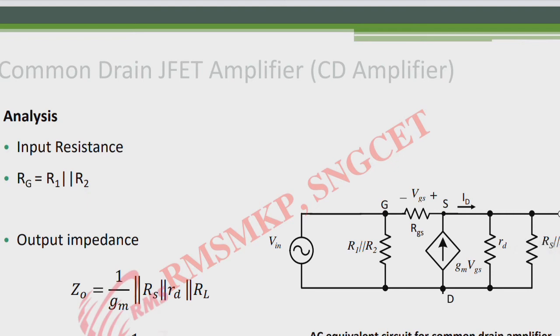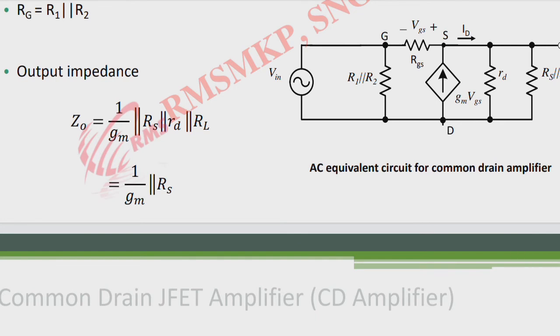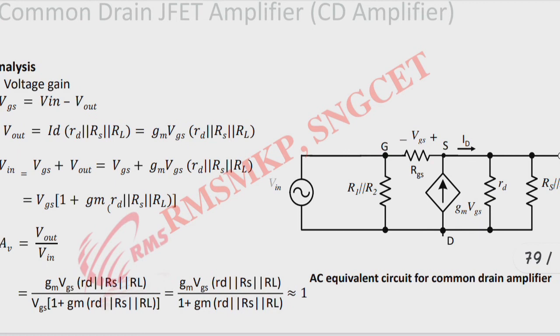Analysis: input resistance Rg is equal to R1 parallel R2 and output impedance ZO equal to 1 by Gm parallel Rs parallel RD parallel RL, equal to 1 by Gm parallel Rs. Common drain amplifier voltage gain: VGS is equal to Vin minus Vout. Vout is equal to Gm into VGS into RD parallel Rs parallel RL. Vin equal to VGS into 1 plus Gm into RD parallel Rs parallel RL.